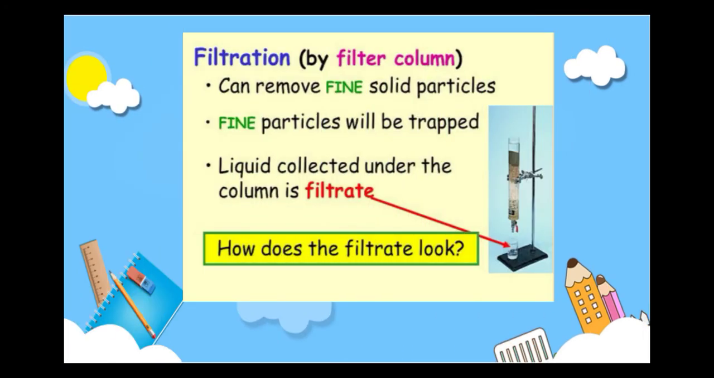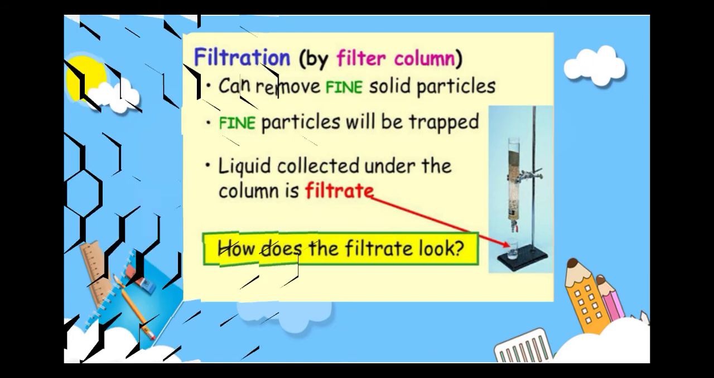Filtration. This can remove very fine solid particles. Fine particles will be trapped where? It will be trapped on a filter paper. Liquid collected under the column is filtrate. Means the clear liquid which we will receive after this method is called the filtrate. Let's look into the activities. By the help of these activities, you can easily understand the methods of sedimentation, decantation and filtration.